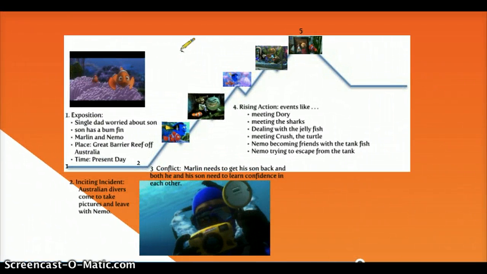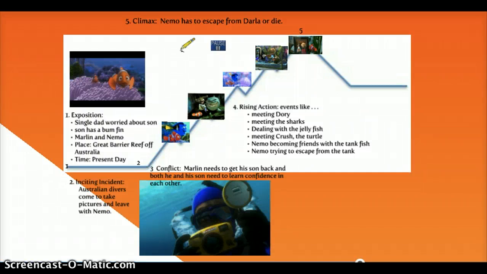All right, so what's our climax in Finding Nemo? The climax comes when Nemo has to escape from Darla or die. So if you remember, Darla is the dentist's niece, and she's a fish killer because she shakes the bag. And so Nemo is faced with the decision: is he going to let that happen, or is he going to try to escape and really make it back to his dad? So at this point, it's really what's going to happen. How are things going to end? Pause and make sure you write that down.